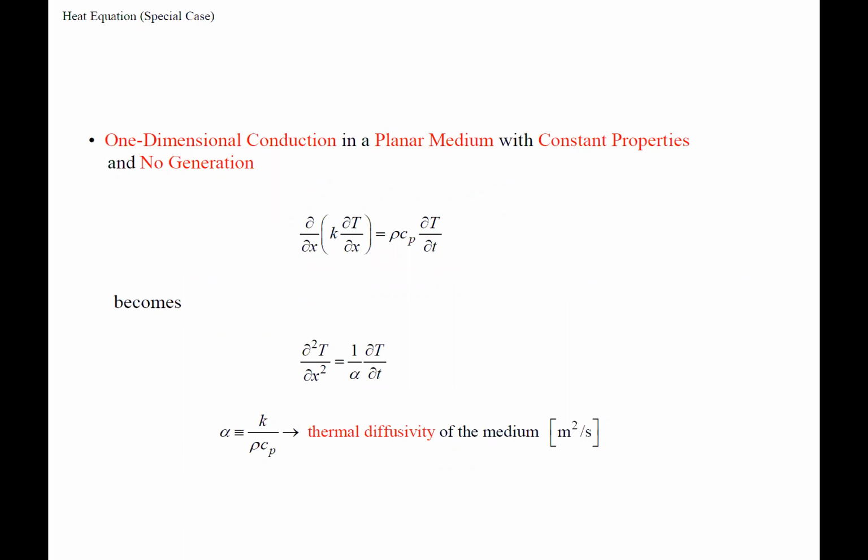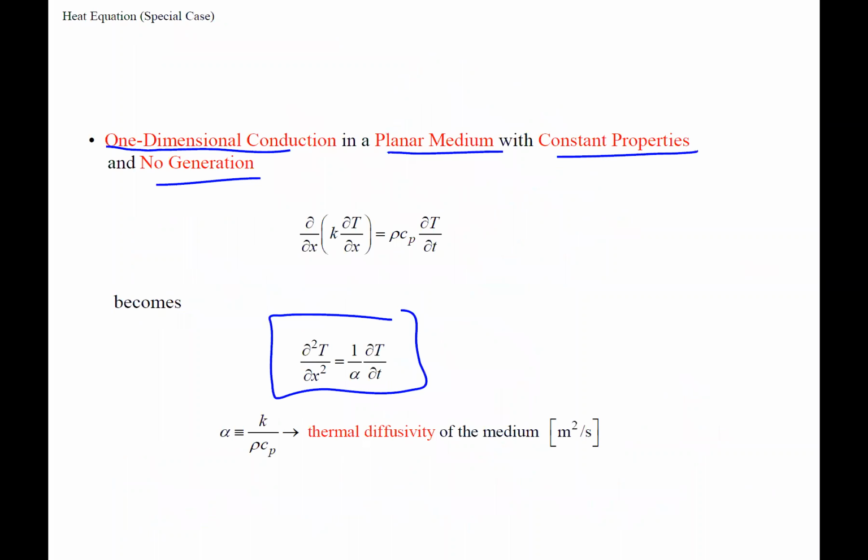All right, so we kind of already did these. This is one dimension conduction, planar, so Cartesian coordinates, constant properties, no generation, and it becomes this because of the thermal diffusivity. We saw that in our derivation. The other thing you should look at is in this thermal diffusivity, you see thermal conductivity, which tells us about conduction. And then density times specific heat tells us about the properties of the energy storage.